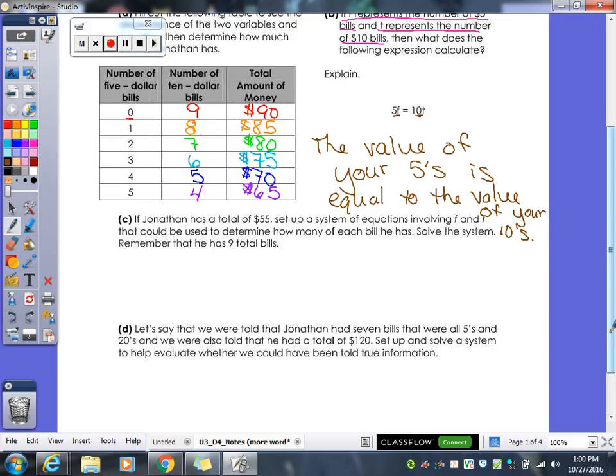So part C, they're telling us if he has a total of $55, set up a system of equations involving F and T that could be used to determine how many of each bill he has, and then solve the system. So our first equation would be F plus T equals 9, because his $5 bills plus his $10 bills needs to equal 9 because he's got 9 bills total. What would our second equation be? Does anybody know? He's got a total of $55. It's going to equal 55, yep. But what equals 55?